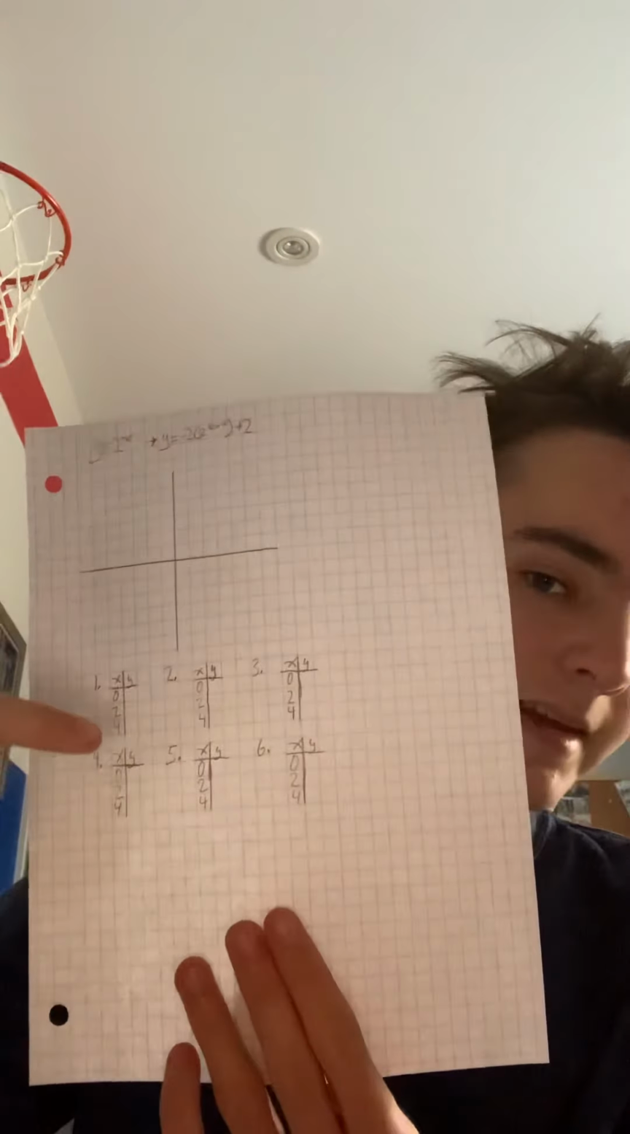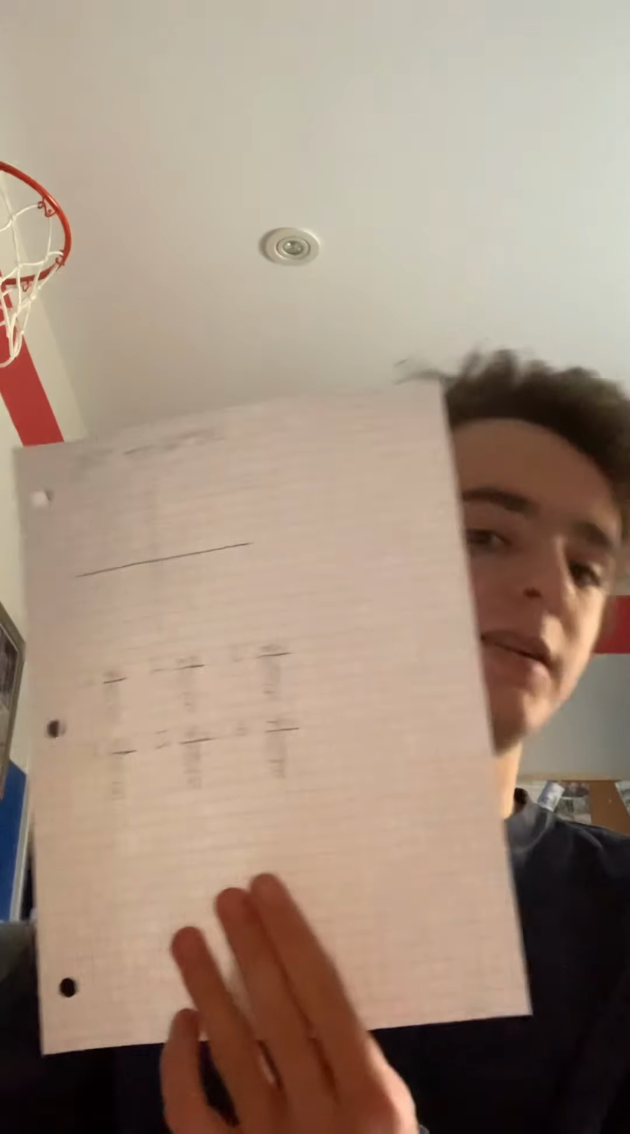So here I have where my graph will go and my t-charts. The writing there is just my x values that will stay the same the whole time. So first, I'll just do the base function. When x equals 0, y equals 1. When x equals 2, y equals 4. And when x equals 4, y equals 16.